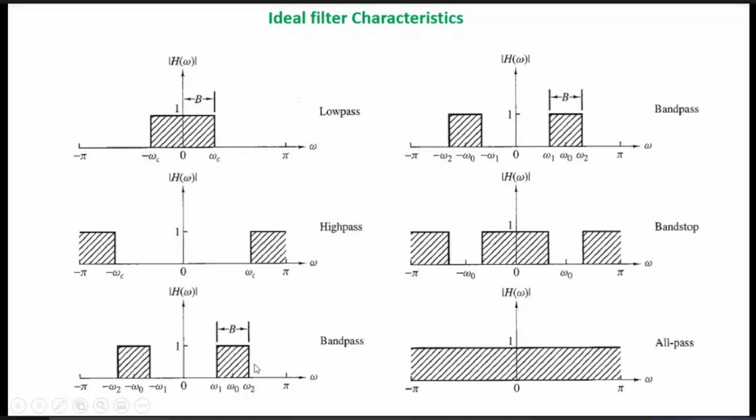Okay, then band is band pass. And band stop is what? Over the whole frequency range the gain is high, except for a certain band where the gain is 0. And all pass means that for all frequencies there is high gain. Okay, this is the ideal filter characteristics.